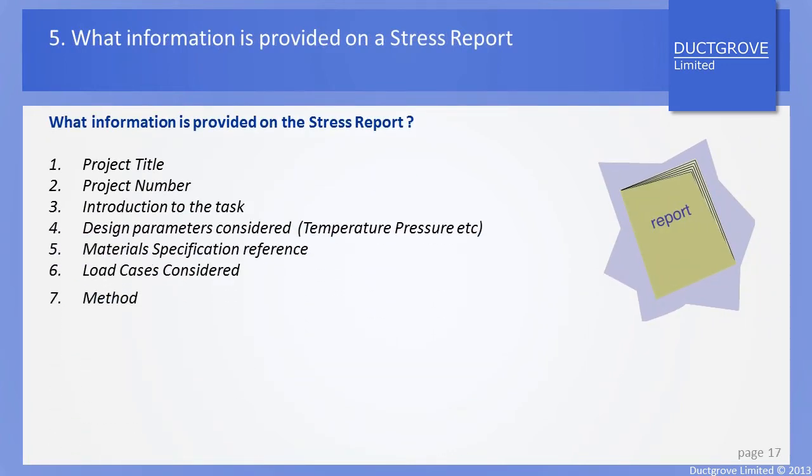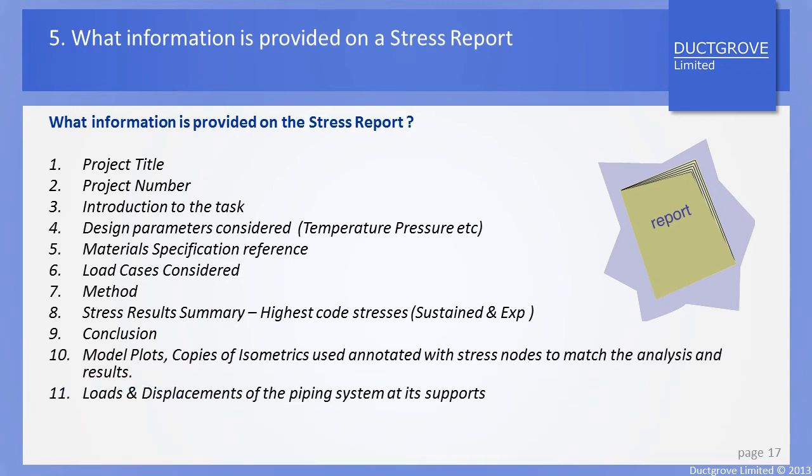A Ductgrove stress report would provide the following: the project title, the project number, an introduction to the task, design parameters, temperatures, pressures, etc., the material specification reference, load cases which have been considered in the analysis, and any methods which have been used for the analysis.